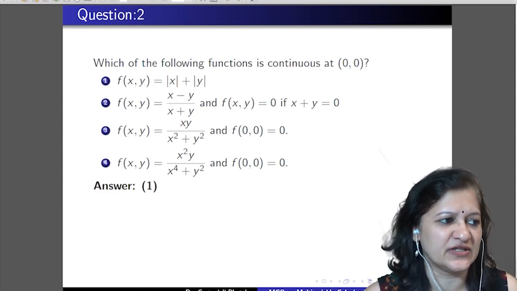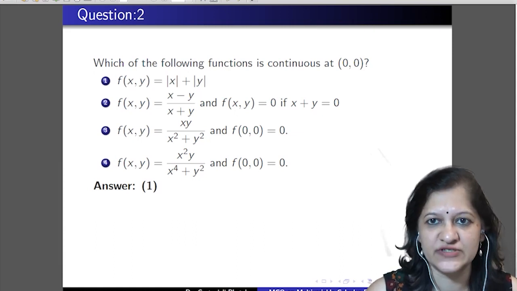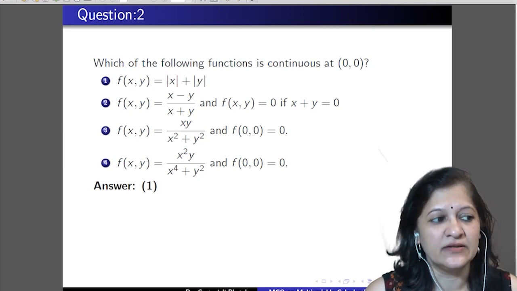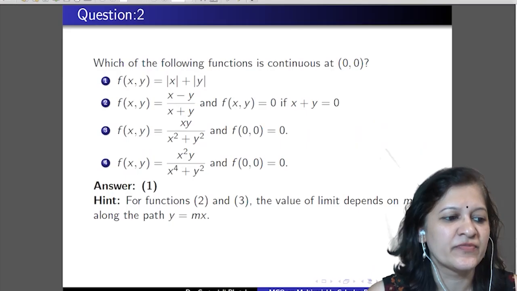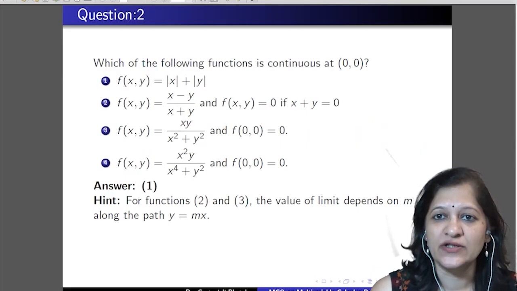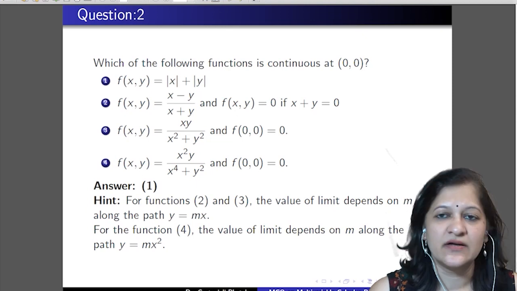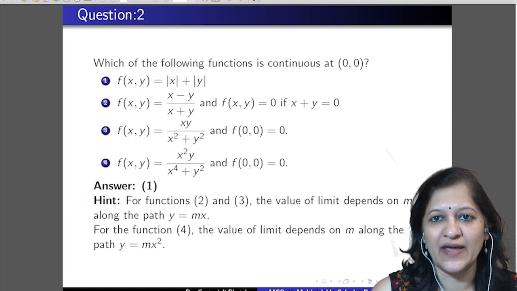For the first function, the limit of f(x,y) as (x,y) tends to (0,0) is 0, which is equal to f(0,0). Now what is the problem for the second, third and fourth function? For the functions given in options 2 and 3, the value of the limit depends on m when you take the path y equal to mx. That means for different paths there are different values. The same thing happens with the function given in option 4 along the path y equal to mx square.